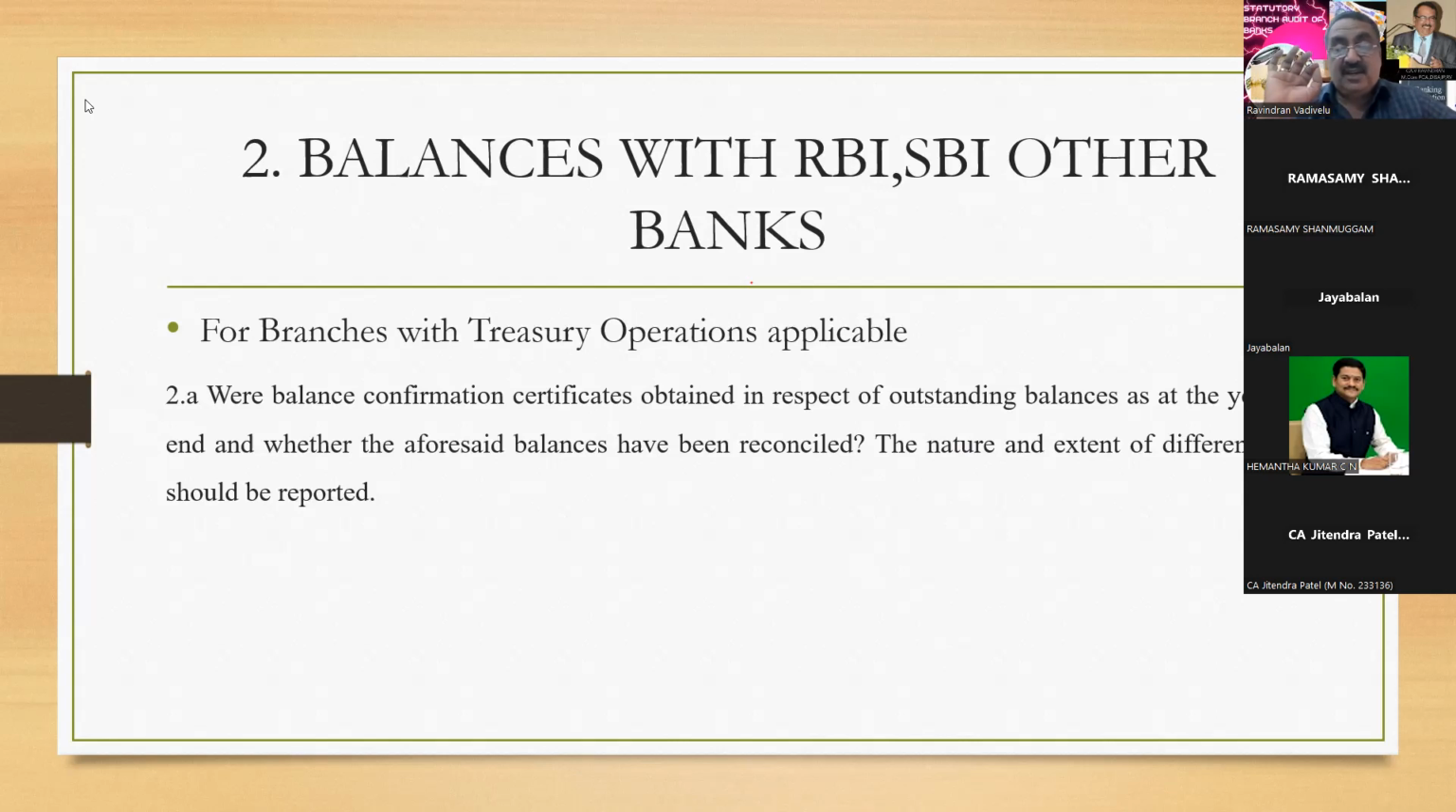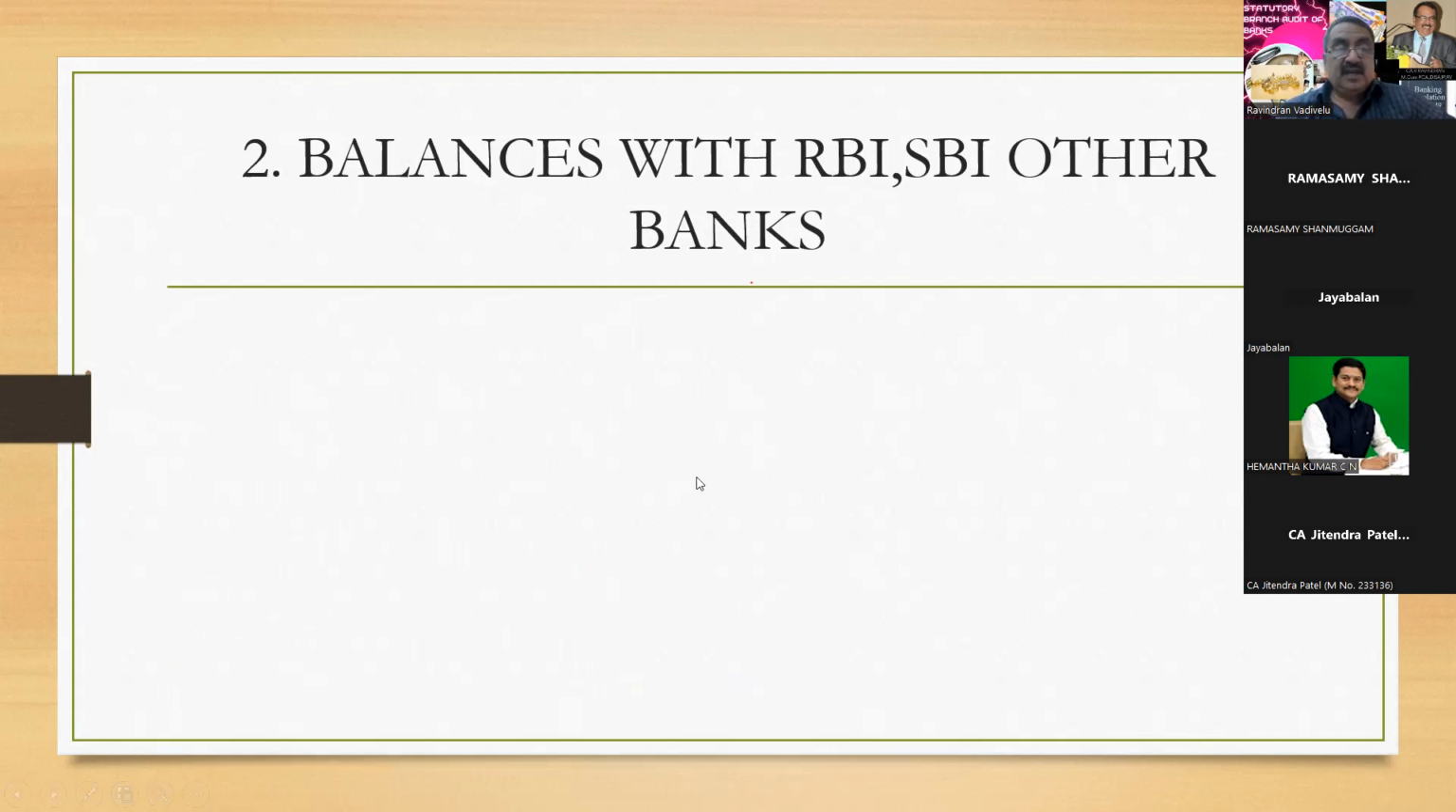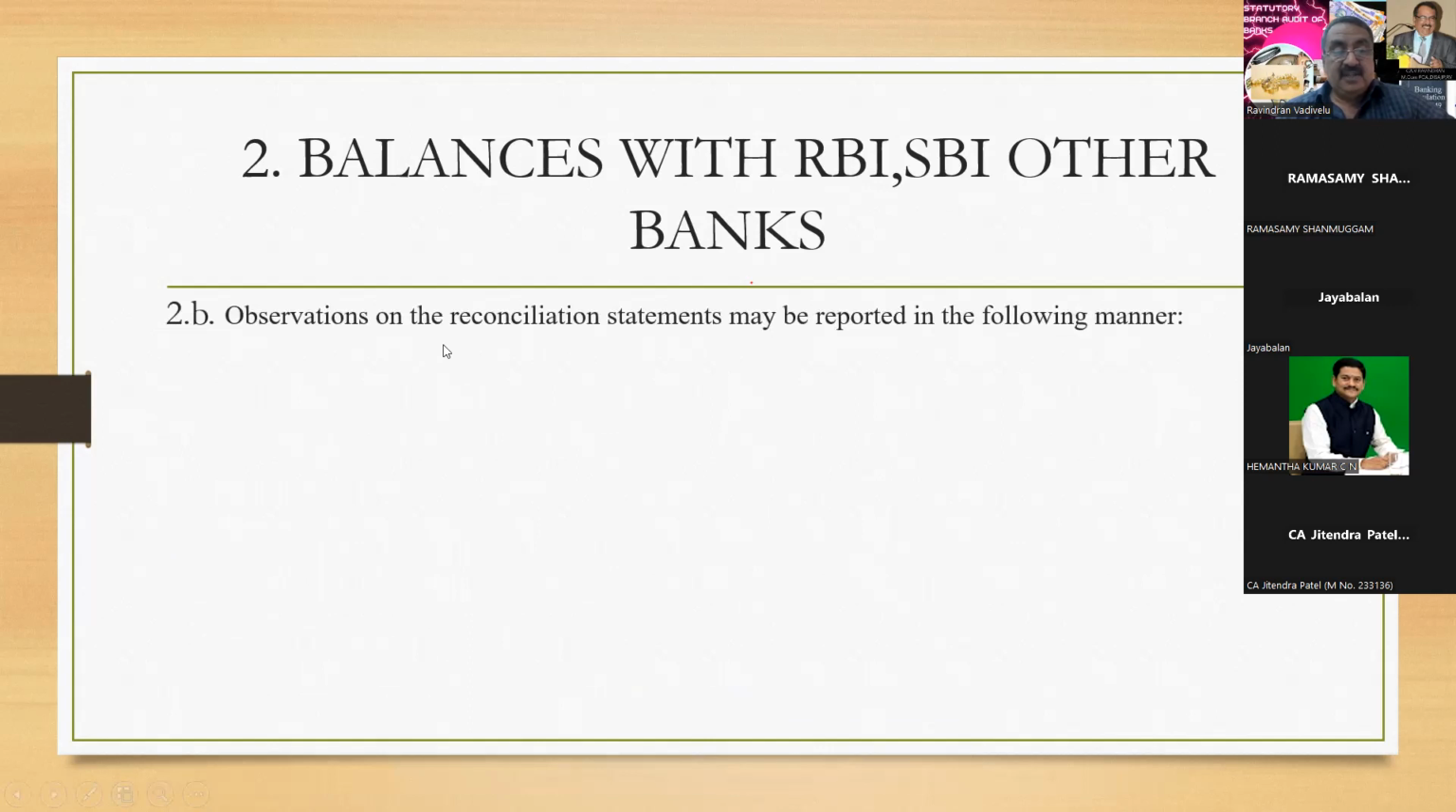You have to be specific in your report. This is with reference to point number 2A. And get the balance confirmation from banks. This is the answer. Next one is compare the same with the bank. It is nothing but the bank reconciliation statement. So this has to be done only by the branch manager. And now other points, observation on the reconciliation statement, may be reported in the following manner.